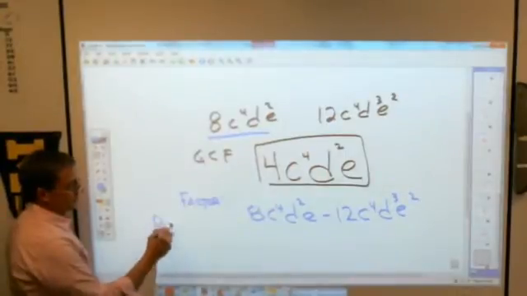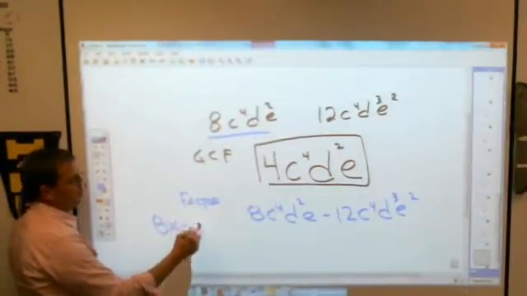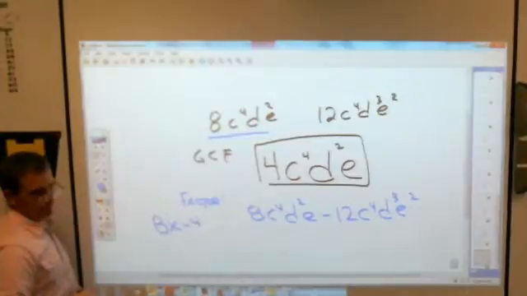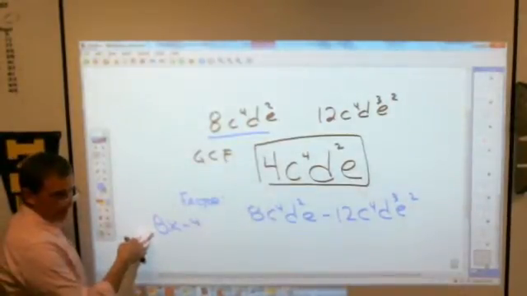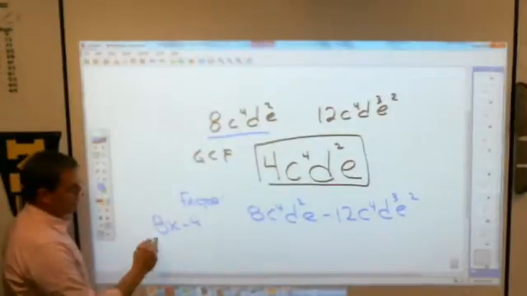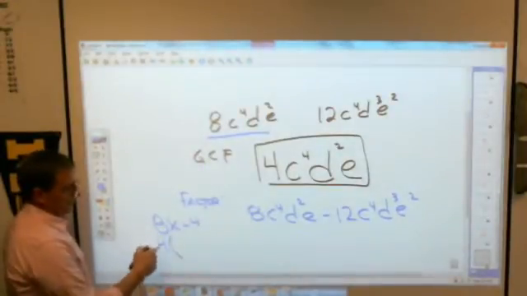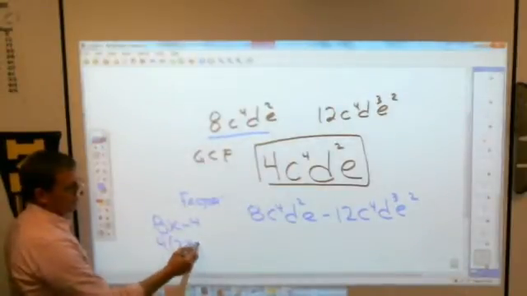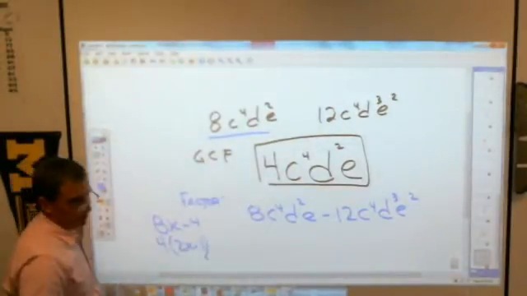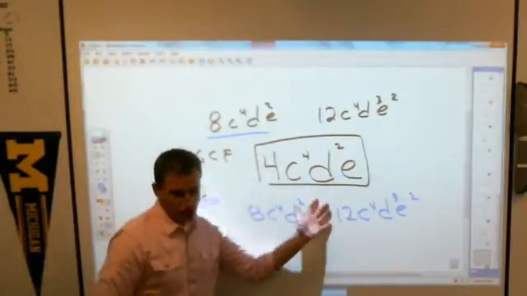Let's rewind just for a second here. Back in the day, remember when we used to do this, 8x minus 4, and they asked you to factor, and you took out the greatest common factor, which in this case was, what's the biggest number that goes into both of those? 4. Then you divide that out, and you say 4 times what gives you 8x? 2x. 4 times what gives you 4? 1.